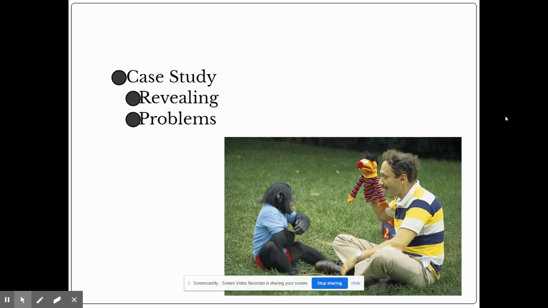But like the other two forms of research, a case study can also have its own problems as well. One of the strengths is that it's really revealing. It tells you why a certain person believes a certain thing and why they act a certain way. But it can also create problems too. And the biggest one is sampling. If you have a case study for one person, you can't make a conclusion about all people because every person is different.